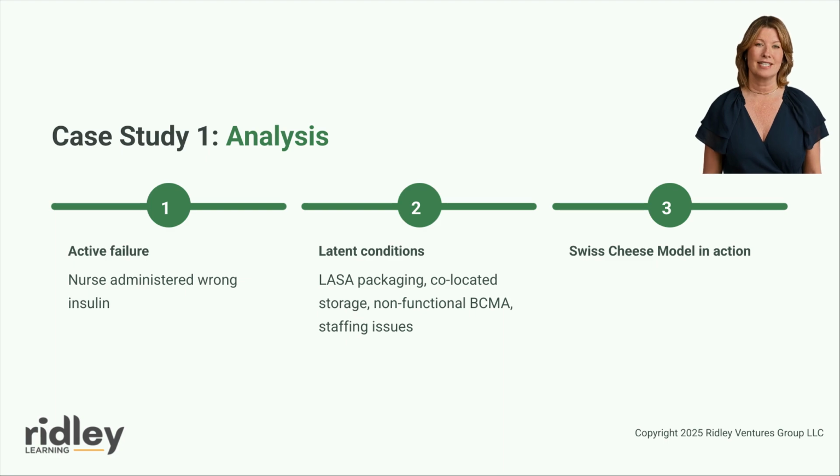Let's analyze this case using the course concepts we've discussed. This case is a perfect illustration of the Swiss cheese model. Multiple holes in the hospital's defenses align to allow the error to reach the patient. The active failure was that the nurse administered the wrong type of insulin. This is the sharp end error that is most visible. But there were multiple latent conditions, the blunt end system flaws that set the stage for the active failure.